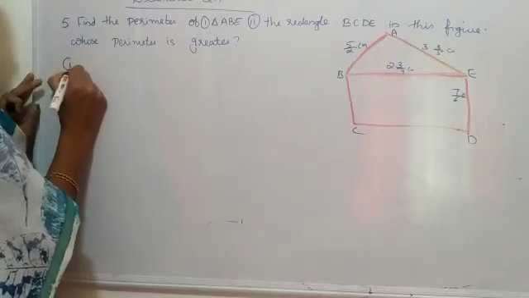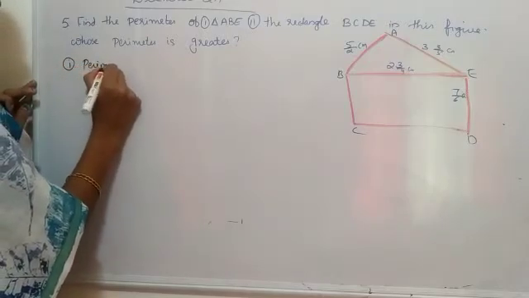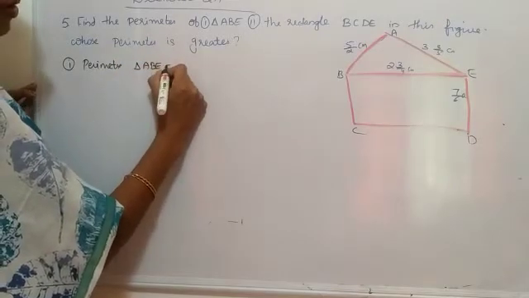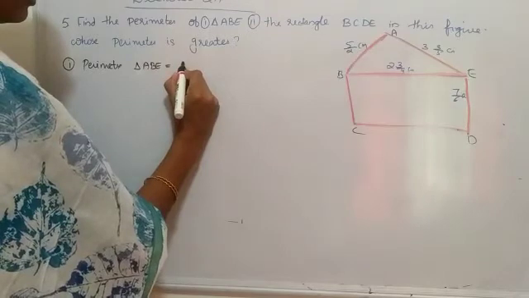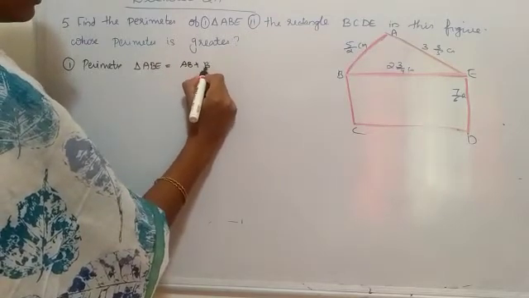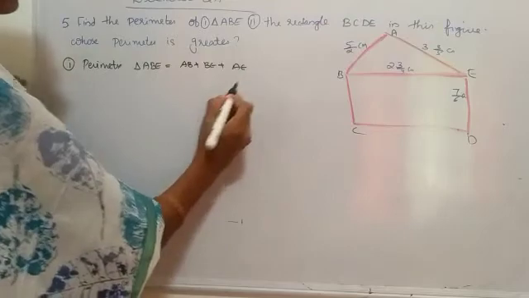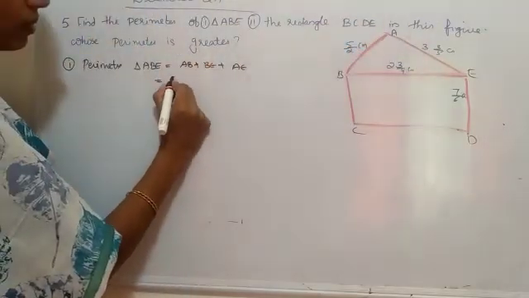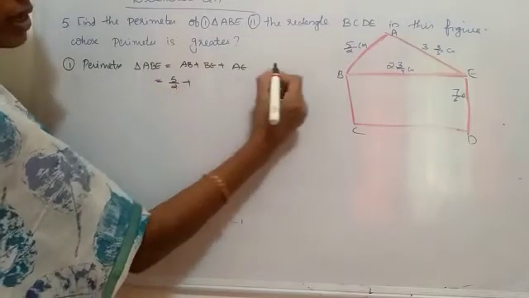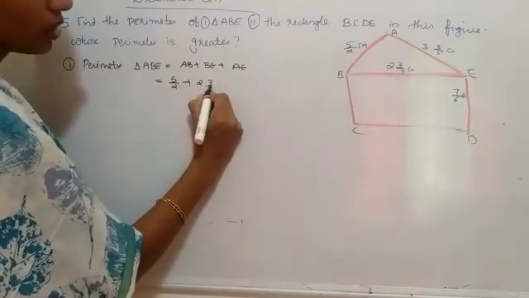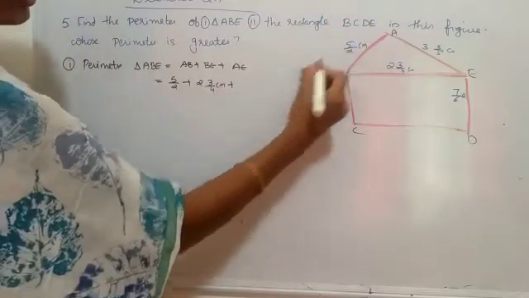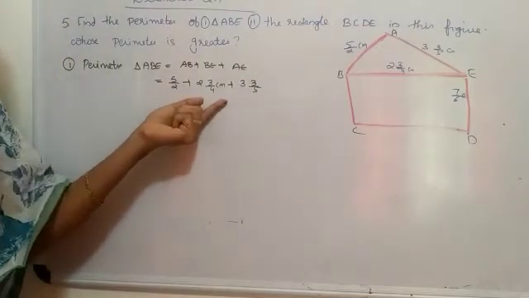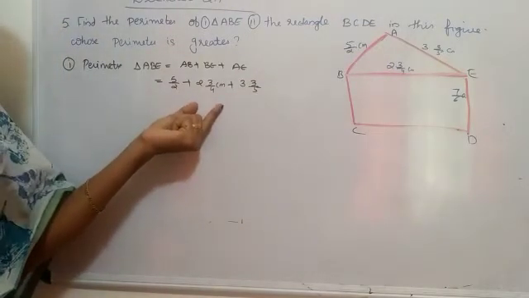First we will see perimeter of triangle ABE. How to find it? AB plus BE plus AE, right? That is, adding these three sides we will get the perimeter. What is AB? AB is 5 by 2 centimeter plus BE is 3 by 4 centimeter plus AE is 3 by 5 centimeter.